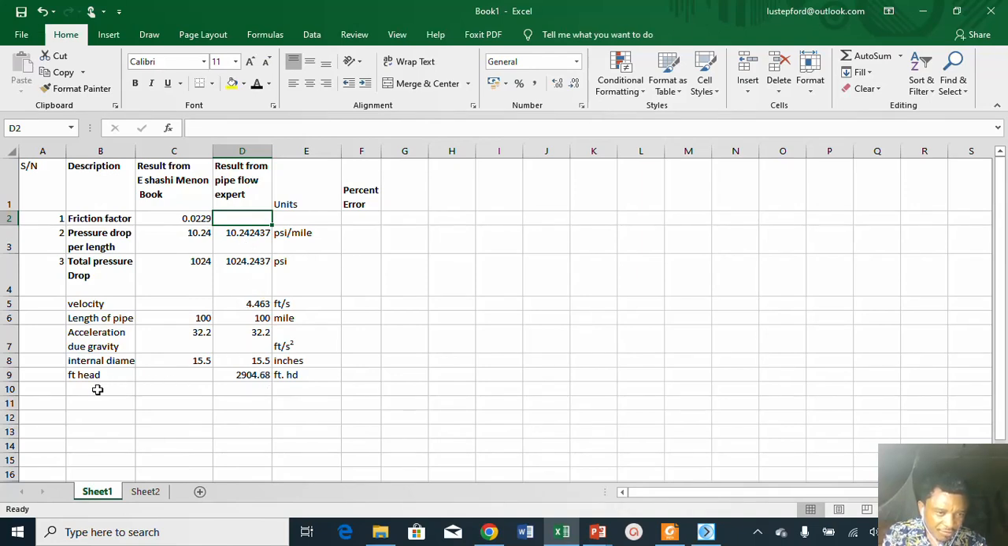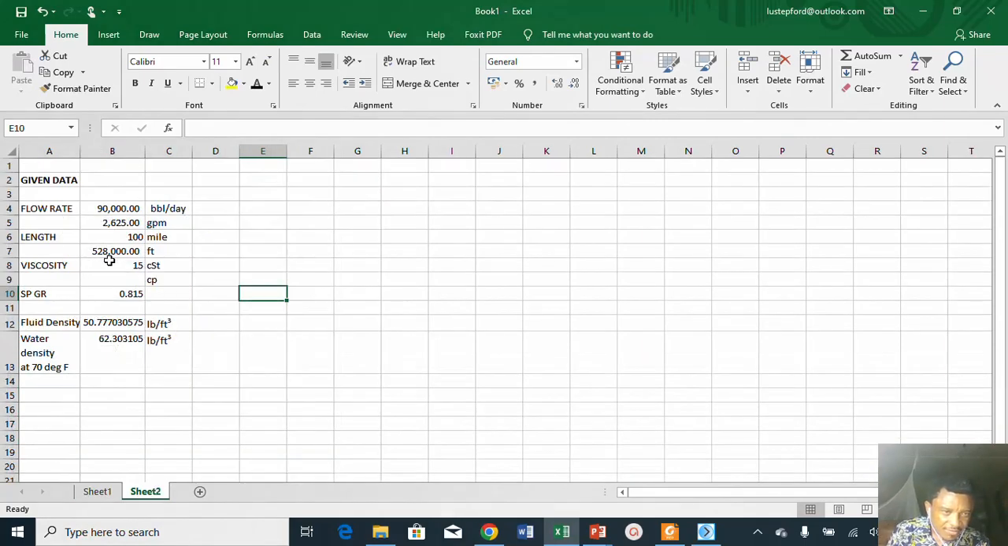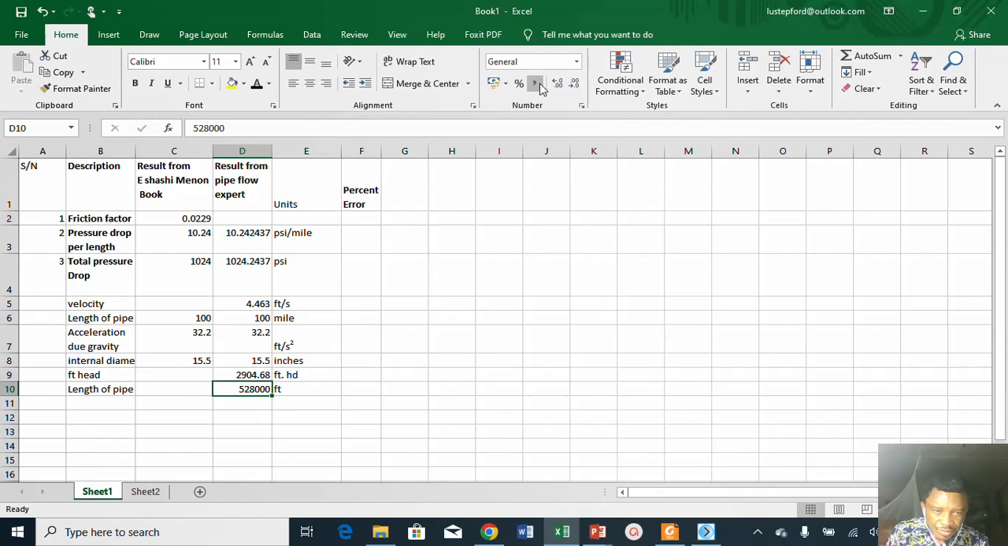So now, for the length, since we need the length of pipe in feet, let me just put it in feet. So what we got was 528,000. Got it here, 528,000. So now that is what we're going to use to calculate our friction factor for Pipe Flow Expert.